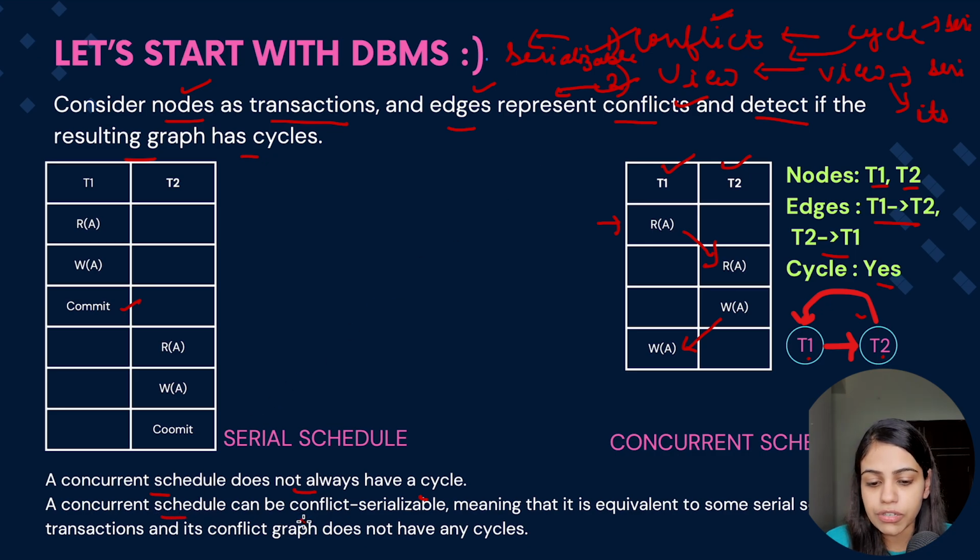So a concurrent schedule can be conflict serializable, meaning that it is equivalent to some serial schedule of transactions and its conflict graph does not have any cycles. So if there are no cycles, we can say it is conflict serializable, that is, it is serializable. If there is a cycle in the graph, we need to check for view serializability.